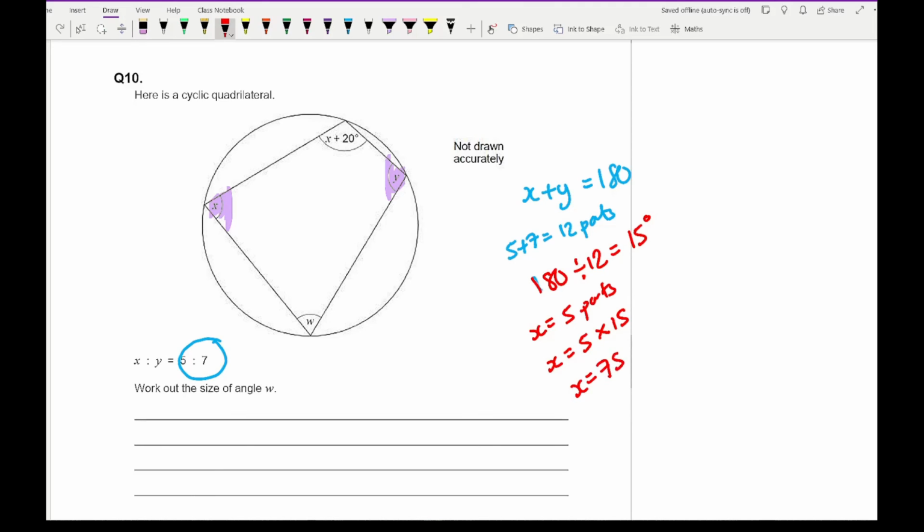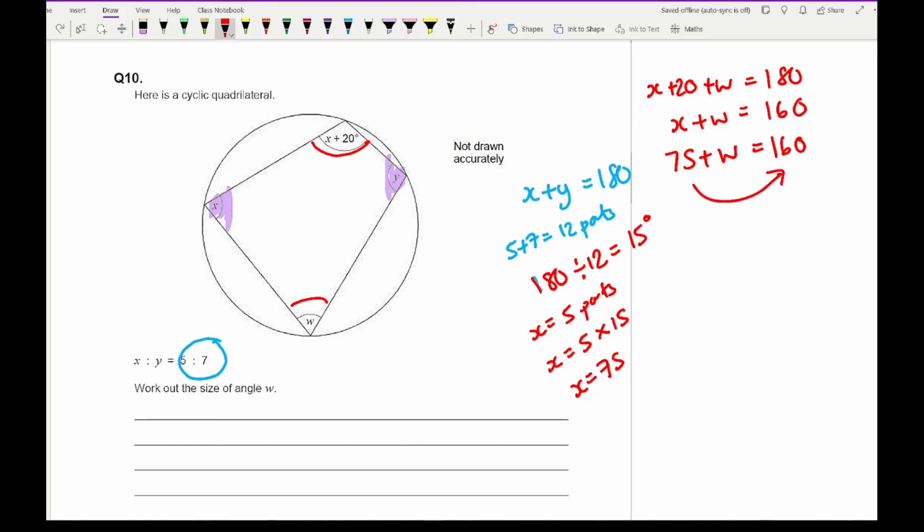Now from this, if x equals 75, we also know that these two angles here must also add up to 180. So here I've got x plus 20 plus w equals 180. So x plus w equals 160. Now if I know that x equals 75, I've got 75 plus w equals 160. Take the 75 over to the other side, in which I get w equals 160 minus 75, which gives me an answer of 85 degrees.